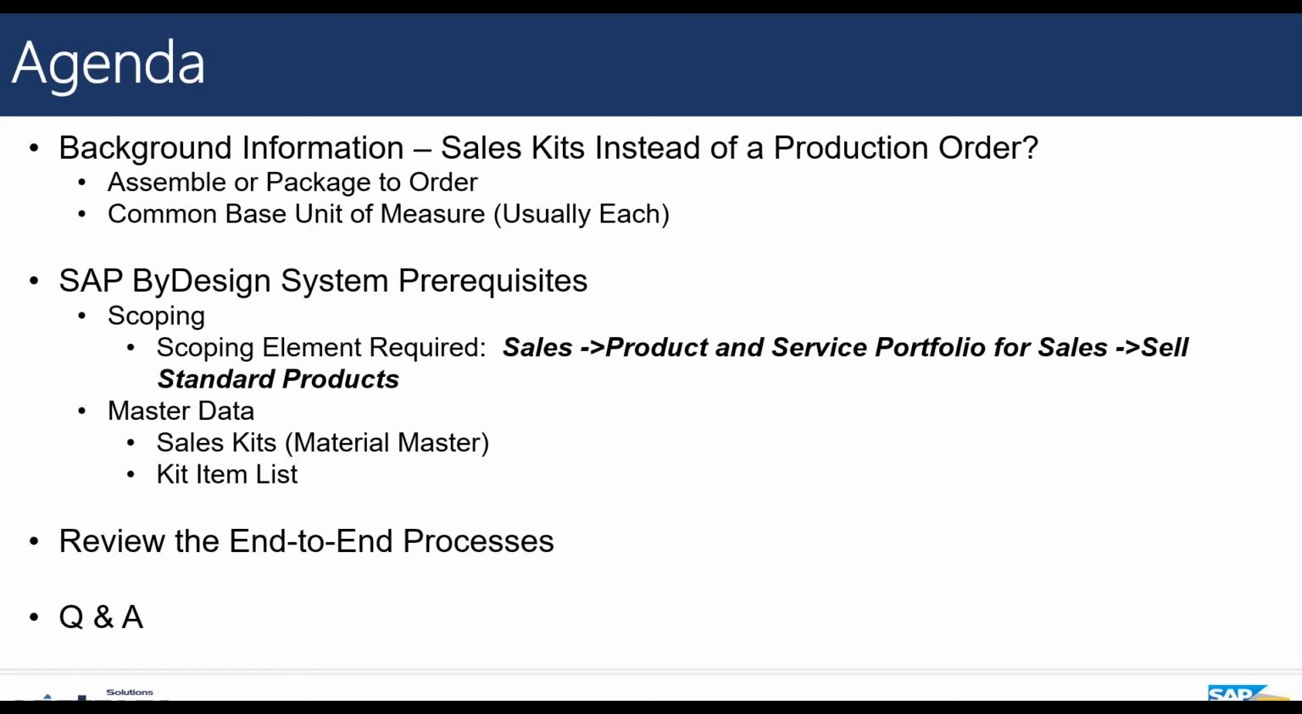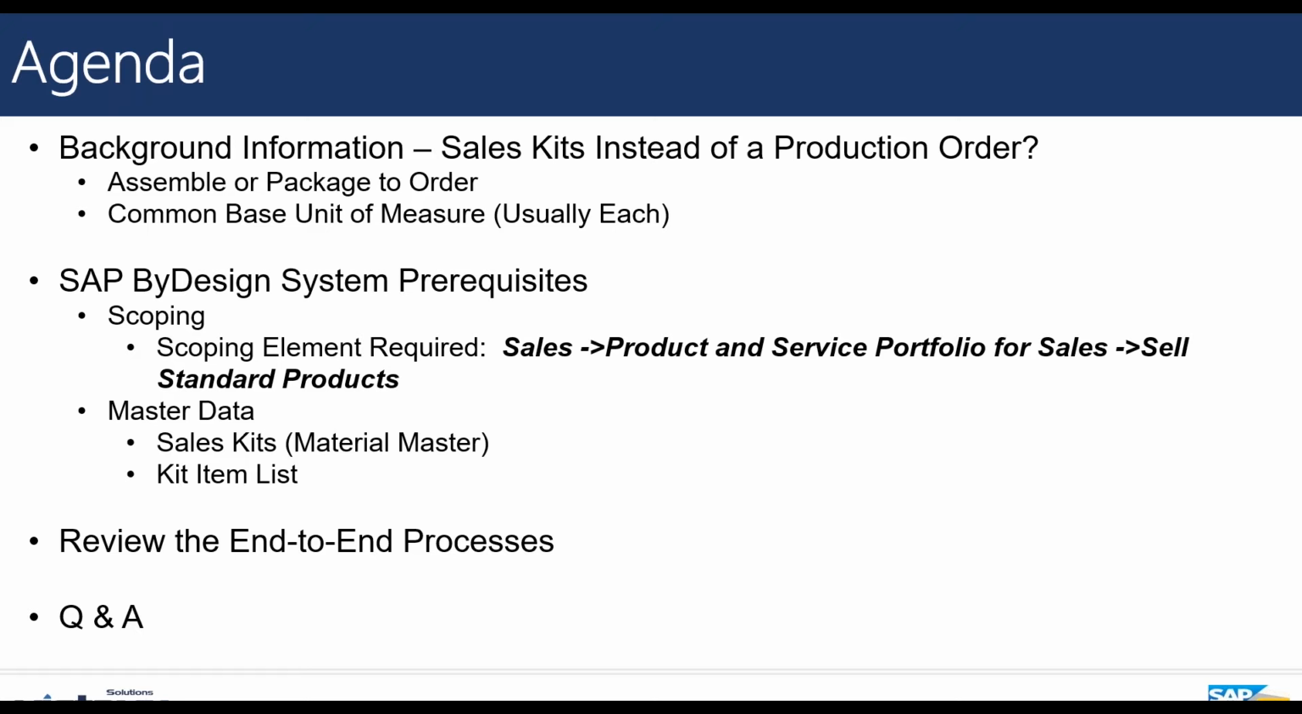And they assembled or packaged it to order, and they really didn't want to go for a bill of material, a bill of operations, all the resources, all that master data setup you need to do in ByDesign. It was a new implementation. They didn't want all that scoping and all that expense on the implementation. So we came to use sales kits rather than a production order because it worked pretty much the same for them.